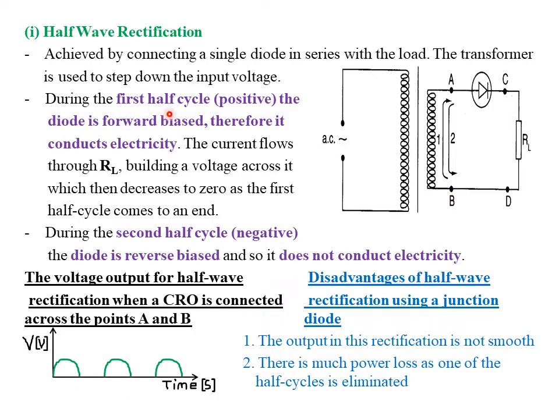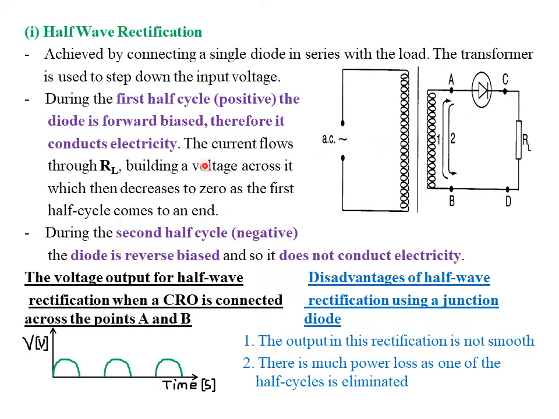During the first half cycle, or the positive half cycle, the diode is forward biased, therefore it conducts electricity. The current flows from point A through the forward biased diode, through point C, through the resistor load, through point D, back to the point B. The current flows through the resistor load, building a voltage across it, which then decreases to zero as the first half cycle comes to an end.